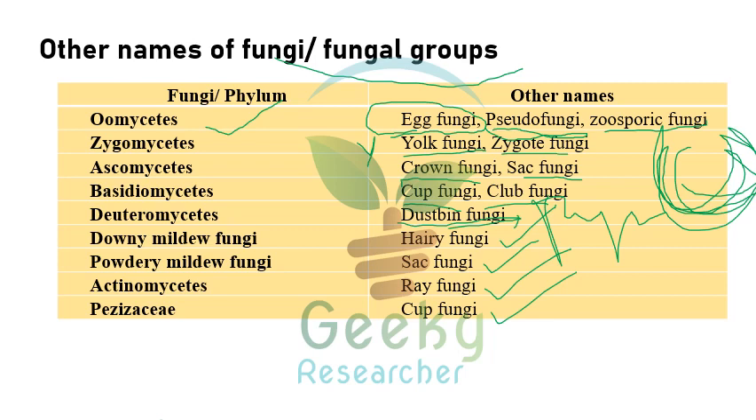I repeat once again. Oomycetes is otherwise called egg fungi or pseudo fungi or zoosporic fungi. Zygomycetes, yolk fungi or zygote fungi. Ascomycetes, crown fungi or sac fungi. Basidiomycetes, cup fungi or club fungi. Deuteromycetes, dustbin fungi. Downy mildew, hairy. Powdery mildew, sac. Actinomycetes, ray fungi. Pezizales, cup fungi.